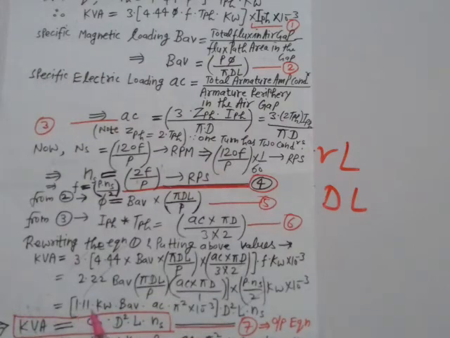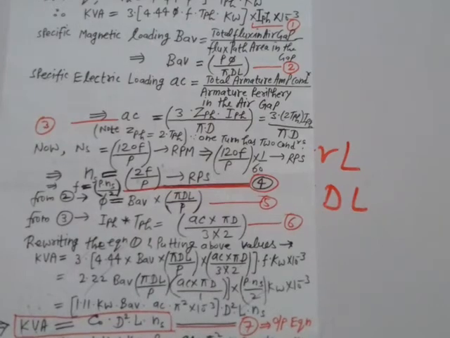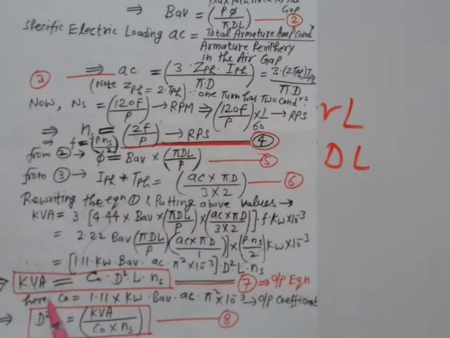It is equal to 1.11 Kw into B average into AC into pi square into 10 to the minus 3, right? That is called the output coefficient. C naught is the output coefficient, right? So this equation number 7 is the kVA rating, that is the output equation, kVA is equal to C naught into D square into L into ns, right? This is called the output equation of three-phase induction motor.